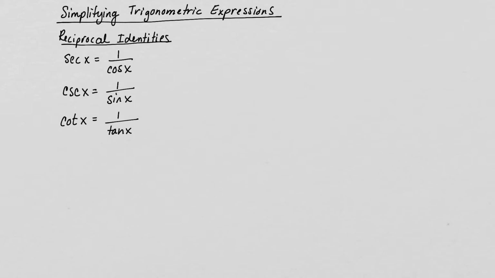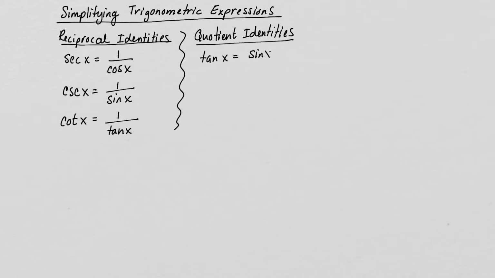Or they might use the quotient identities. And the quotient identities say that the tangent of x is equal to the sine of x over the cosine of x. And that the cotangent of x is equal to the cosine of x over the sine of x. Or they might use the Pythagorean identities.